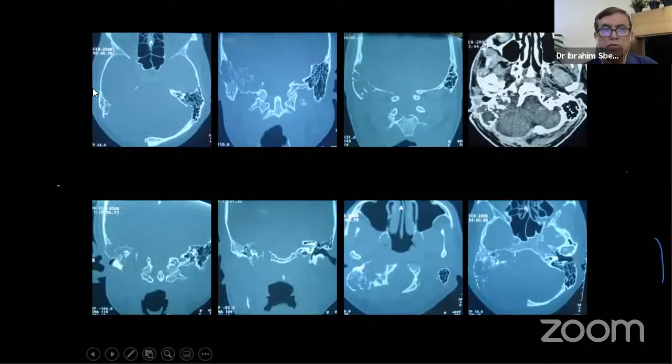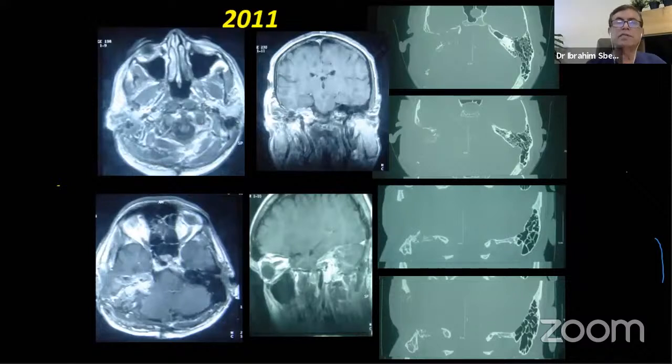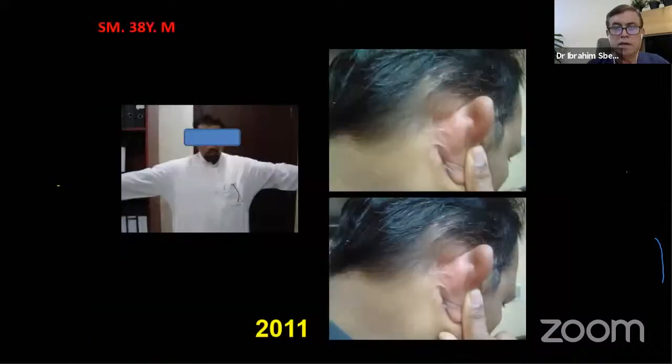And this is the postoperative. You can see I've done a good petrosectomy here of the affected bone. As I said, postoperatively, he remained with this weakness. By 2011, he still had the facial weakness, which improved very slightly, but he was well healed, and his hearing was lost from the very beginning.